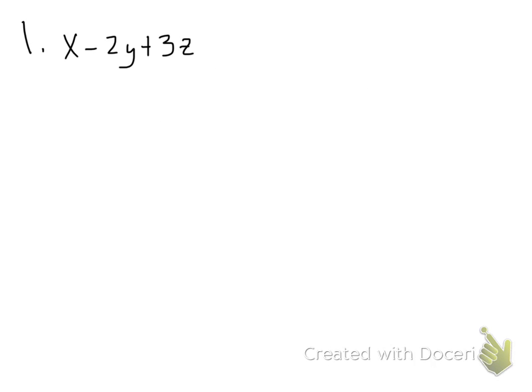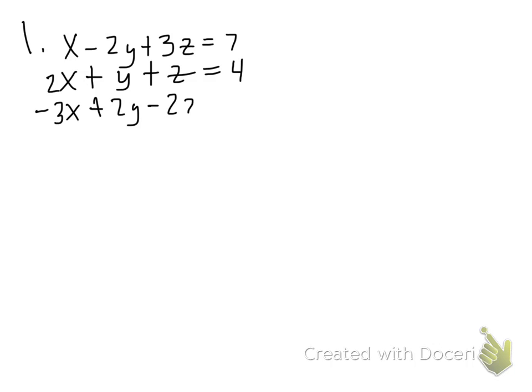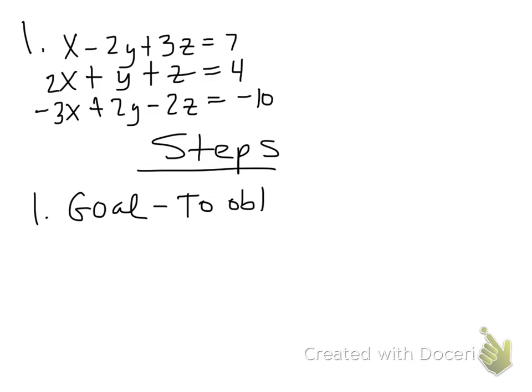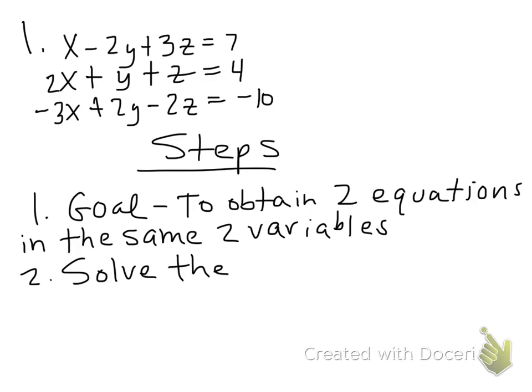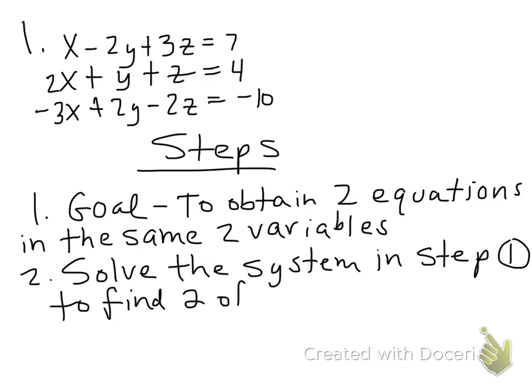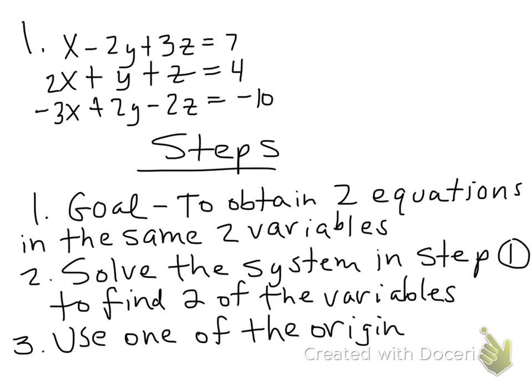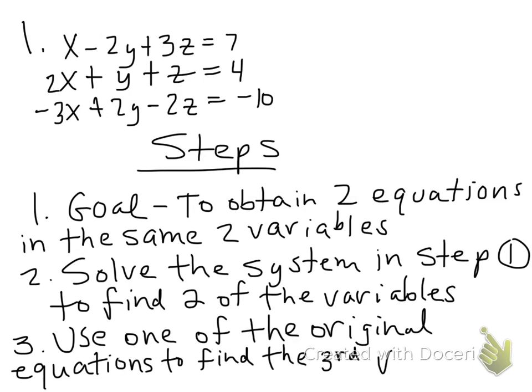Let's get started. Here's a system of three equations and three variables. The first thing I want to talk about is the steps we're going to use to solve this. The first step, our goal at the beginning, is to obtain two equations in the same two variables. We know how to solve a system of two equations and two variables, so if we can get that, that's a great start. Step 2 is to actually solve the system that we get at step 1. Then we'll know two of the variables, and finally we'll use one of the original equations to find the third variable. So let's go ahead and do this.